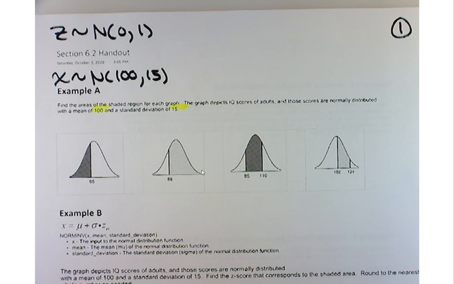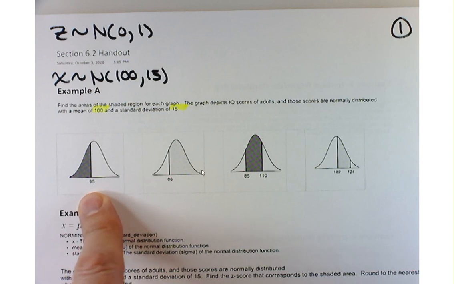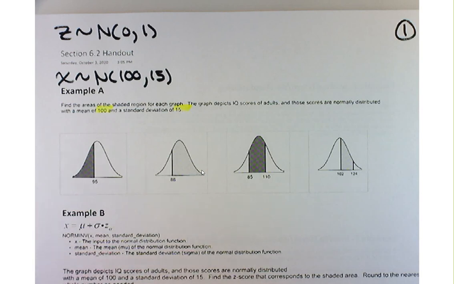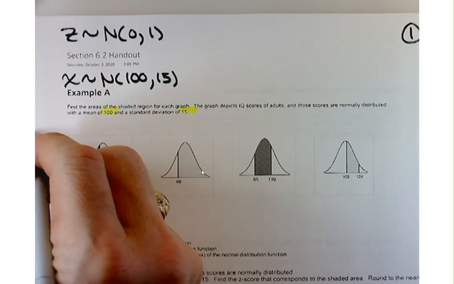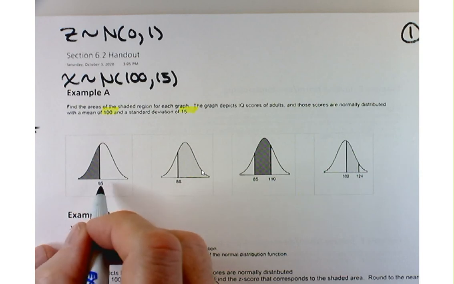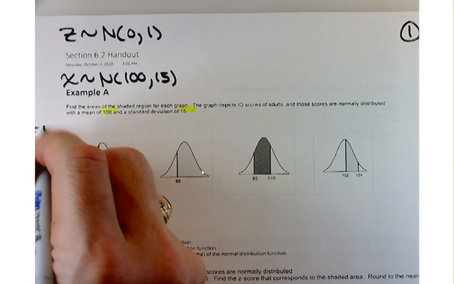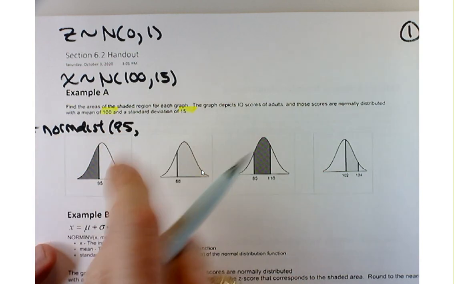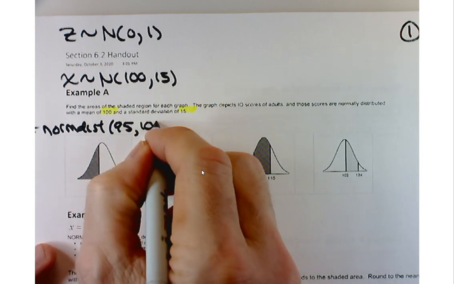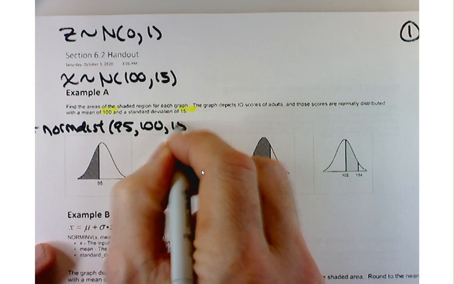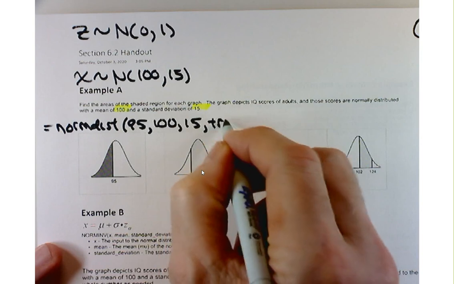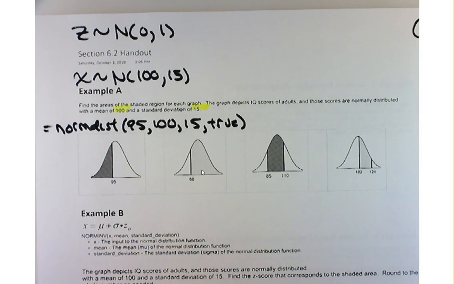There's two commands that we're going to use in this section. The first one is norm distribution. And norm distribution gives you the area to the left of some particular number. So in this case, since we want the area to the left of 95, we would type in norm dist of 95, and then the mean, which is 100, the standard deviation, which is 15. Does anyone remember what follows that? True. Always going to use true after that.